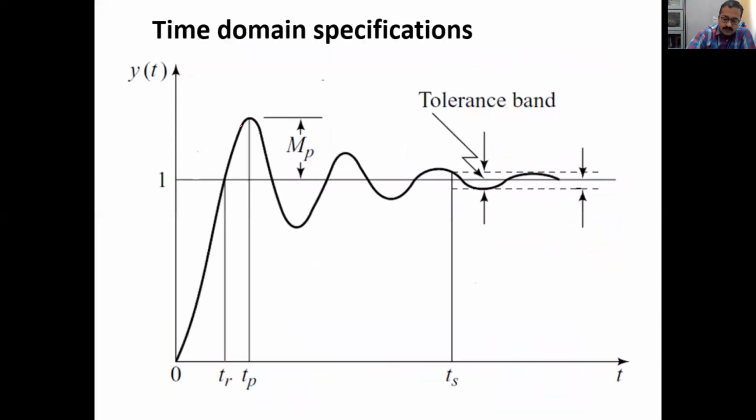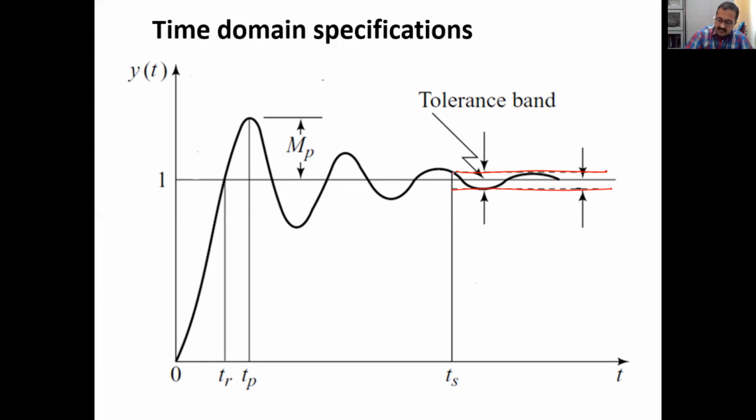If you plot this output c of t, you will get something like this. The output starts from 0, shoots up, comes down, then shoots up again, and so on, and finally settles down. Keep in mind, as I said before, mathematically the transients will die out only at t equal to infinity. But in a practical sense, we cannot wait for infinite time. So after some time, this response will reach and stay within a tolerance band. It may be oscillating within the tolerance band, but once it has reached that band and stays within it, we can assume that the transients have died out and we are getting the steady state part.